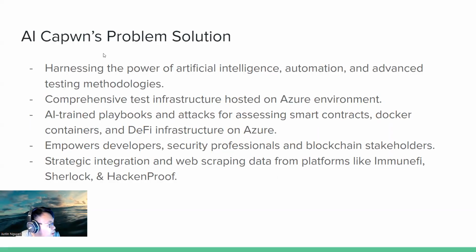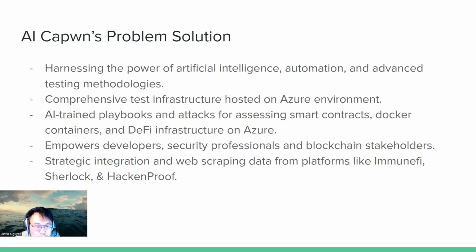Now, harnessing the power of artificial intelligence, automation, and advanced testing methodology is one of the solutions AI Capone offers to the problem. We also have a comprehensive test infrastructure hosted on an Azure environment. We have AI-trained playbooks and attacks for assessing smart contracts, Docker containers, and DeFi infrastructure on Azure. We empower developers, security professionals, and blockchain stakeholders. We also strategically integrate web-scraped data from platforms like ImmuneFi, Sherlock, and Hackenproof, which are all bug bounty programs for the DeFi space.